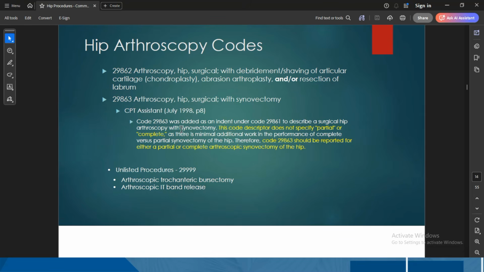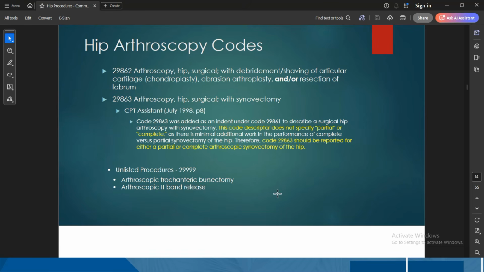If the physician performs excision of the synovium, you need to code this one. Basically we don't have any separate code for partial synovectomy or complete synovectomy. If the documentation contains partial synovectomy, you need to use 29863. If the documentation contains complete synovectomy, we also need to use 29863.